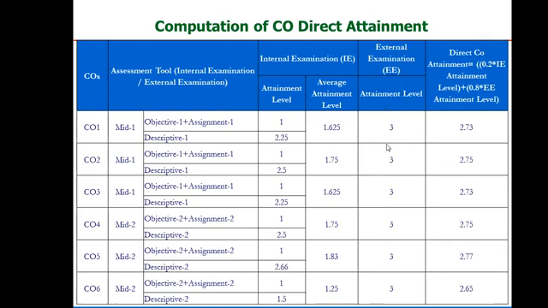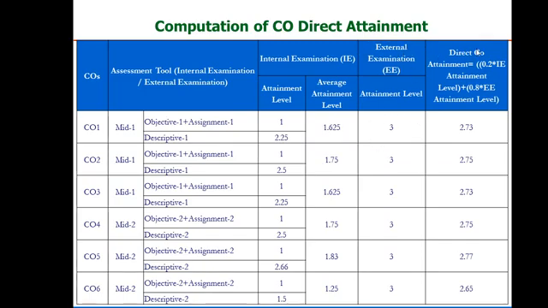Here we got the level as 3. How we will get 3, that we will see in the external computation. So for CO1, direct attainment internal we have 1.625, then end exam 3.